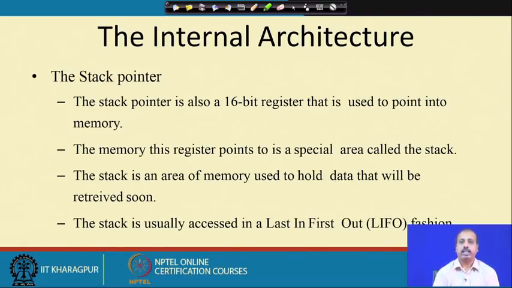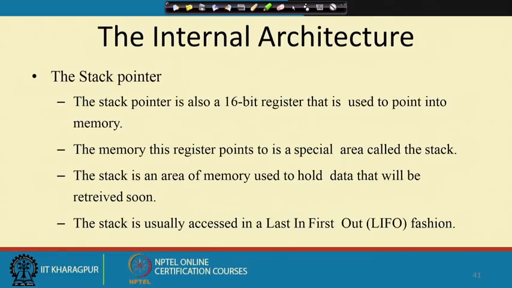Similarly, when you are writing a program in assembly language, you can write something called a subroutine. You can jump from the main program to a subroutine, and after finishing that subroutine you can come back to the point at which you called it. Now, this return address has to be saved somewhere, so that at the end of the subroutine the processor will know where to go back. So, this return address is saved in the stack, and the stack pointer is used for pointing to the memory location where the last address has been stored. This stack is an area of memory that is used to hold the data that will be retrieved soon.